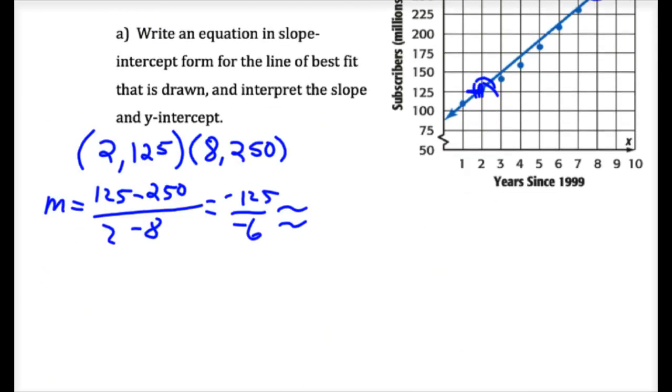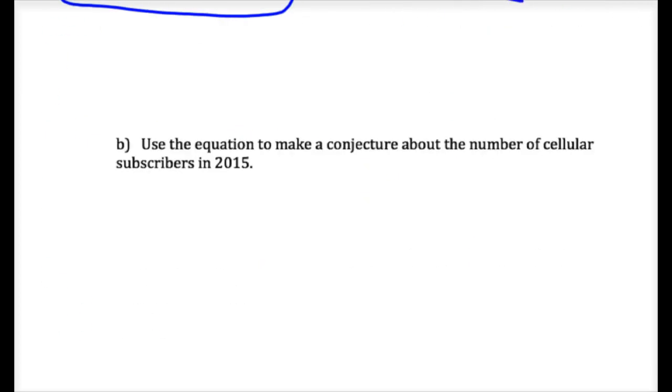Subscribers to cell phone service. All right, now, you're going to make a conjecture. Okay? We said a conjecture is like a hypothesis, an educated guess. A prediction. In the year 2015, how many subscribers are we going to have?